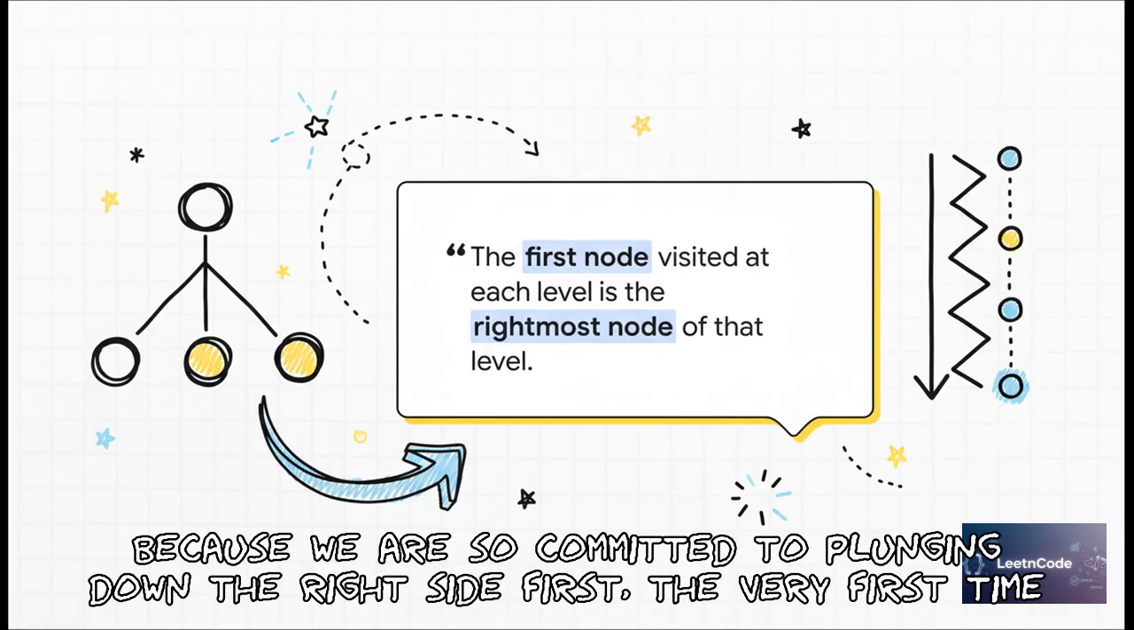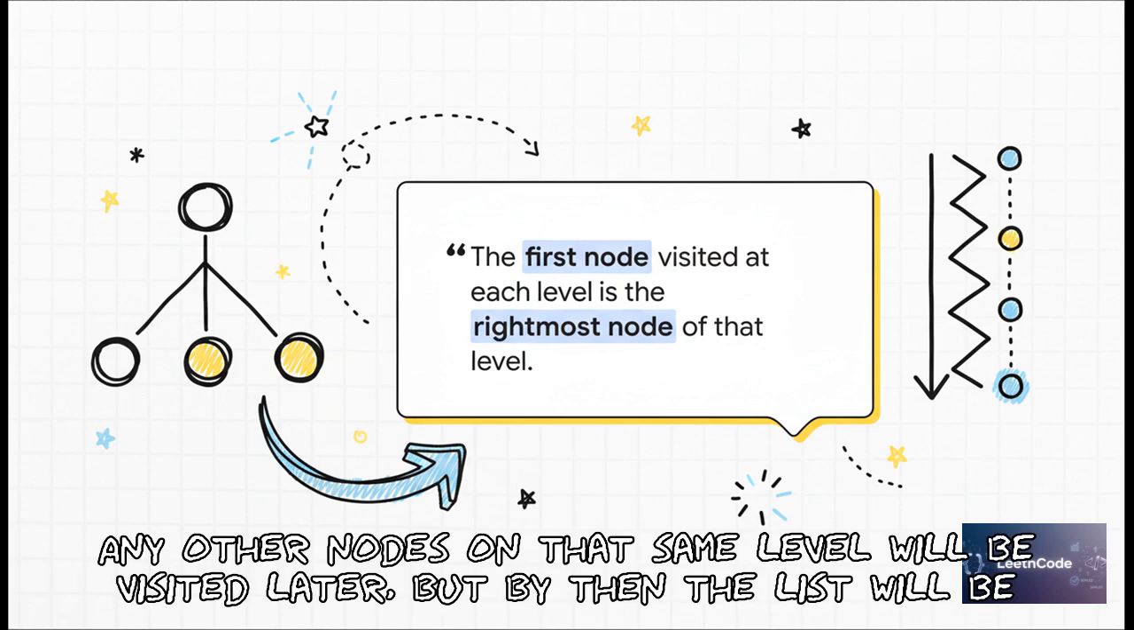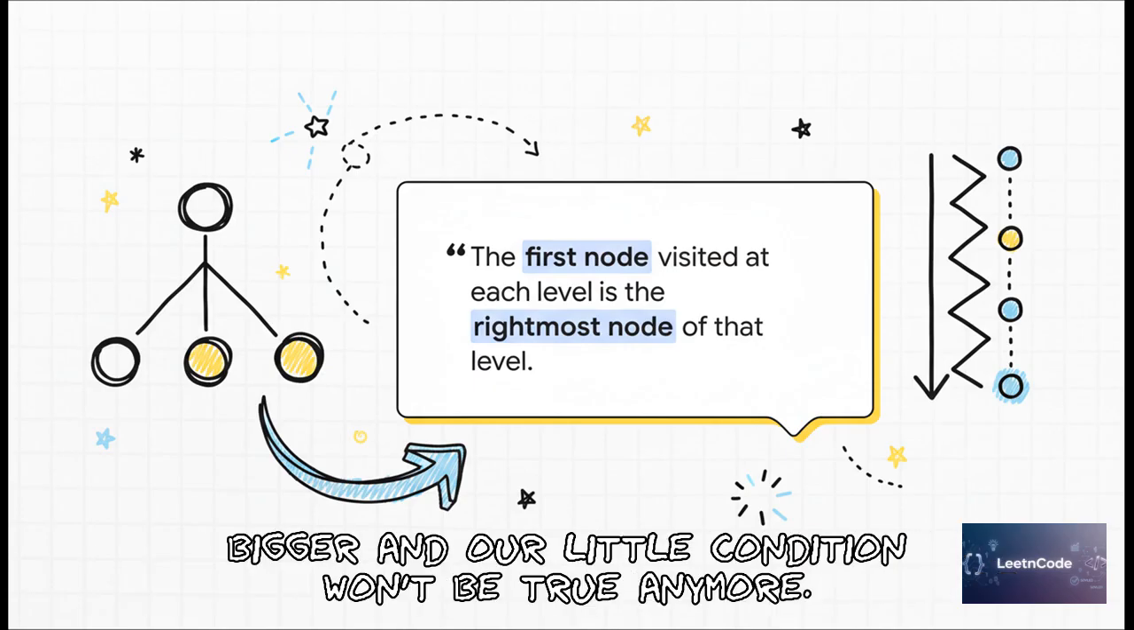Because we are so committed to plunging down the right side first, the very first time we hit any new depth, we are guaranteed to be at that level's rightmost node. Any other nodes on that same level will be visited later, but by then, the list will be bigger and our little condition won't be true anymore.